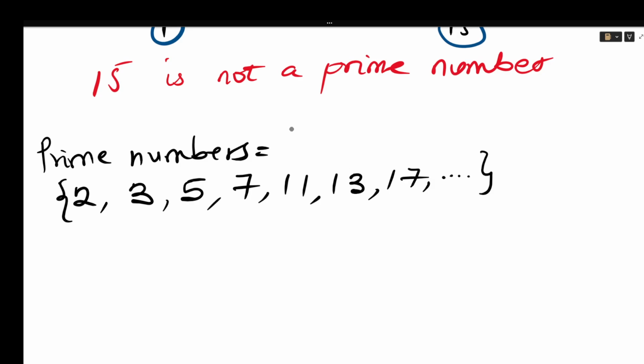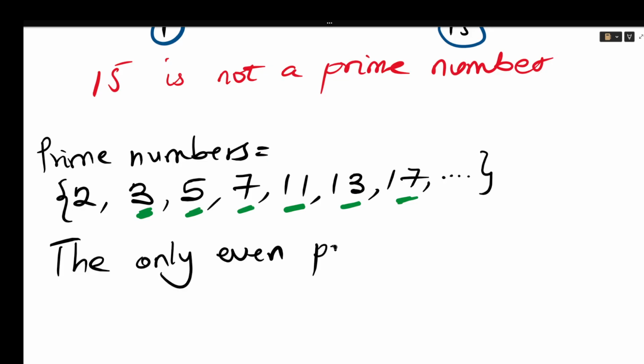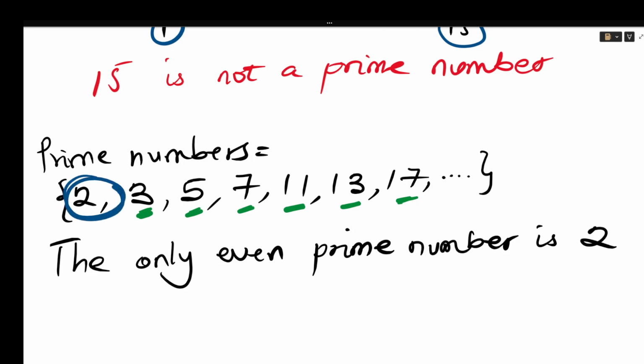You may notice that most of the prime numbers are odd numbers. So for example, you can find that we have our 3, our 5, our 7. These are all odd numbers. And the only even prime number is 2. So we have 2 as our only even prime number. The rest are odd numbers.